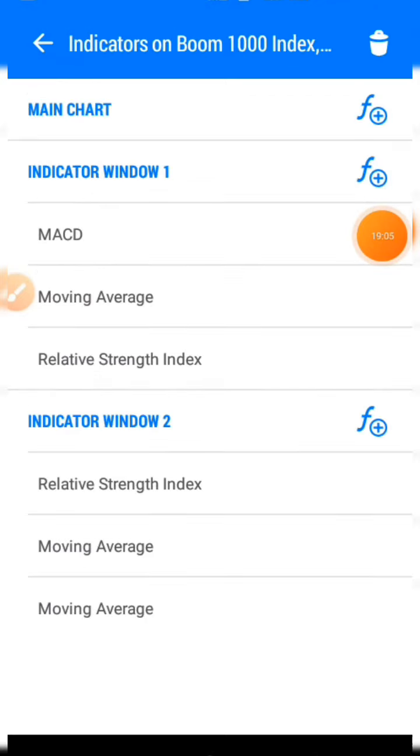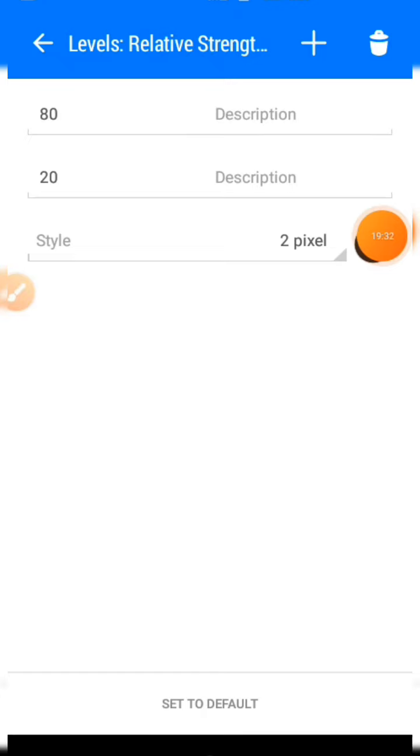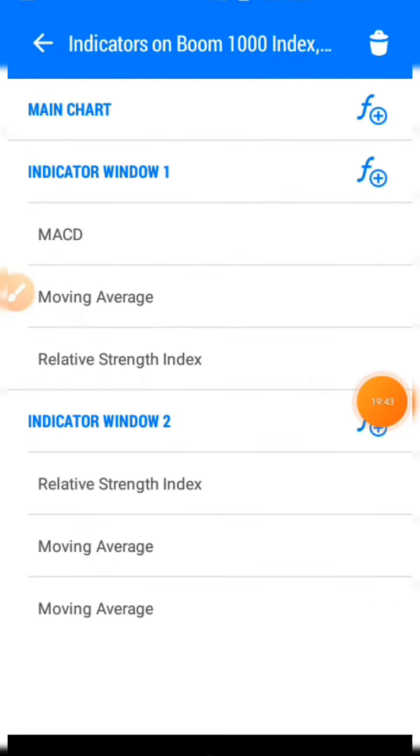and then you click on done. Then after that we have the relative strength index, which is going to be used for our zone. The period is 1, apply to close. On that style we have 2 pixel. The color is the color of your background. If you are using a black background, you make the color black. If you are using white, you make it white. We don't want it to reflect, we just need the levels, which are the 80 and the 20. You make it 2 pixel, the color is black, then you go back and you click on done.